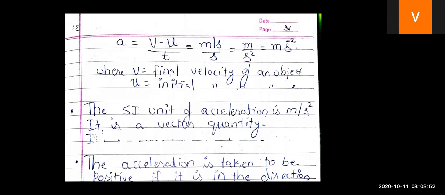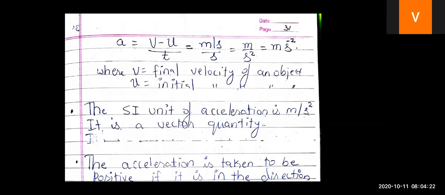Now we know the unit of velocity, that is meter per second, and unit of time is second. So your second will be multiplied and you will have in the denominator second square. So your SI unit of acceleration is meter per second square, or you can also write it as m s raised to minus 2. Okay, children. So the SI unit of acceleration is meter per second square.